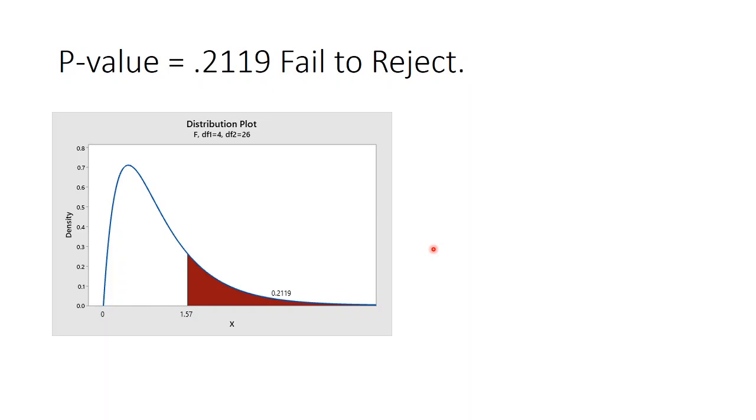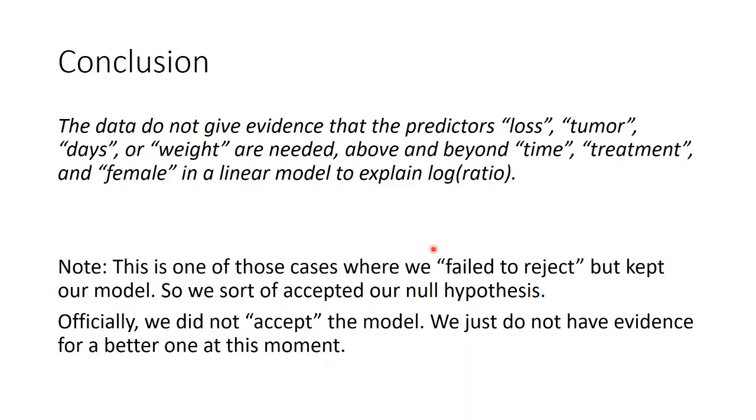It's a little bit different than what you have in your book, maybe off by 0.1, but it's just due to some round-off error. If I would have put more into 1.57, more digits, I probably would have gotten a closer answer to what the book has. Now, we failed to reject, so let's go ahead and write this out. And so the data do not give evidence that the predictors lost tumor days or weight are needed above and beyond time treatment in female in the linear model to explain the log ratio. Again, it's nice to have your null hypothesis sitting around so you know what you're rejecting or failing to reject.